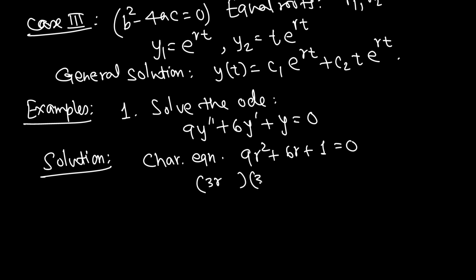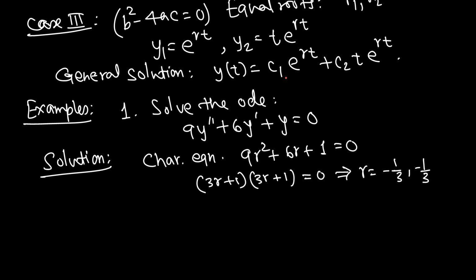So (3r plus 1) quantity squared equals 0. So we get r is negative 1/3, negative 1/3. Don't have to write it twice, but that means we got repeated roots. R1, r2 both negative 1/3.